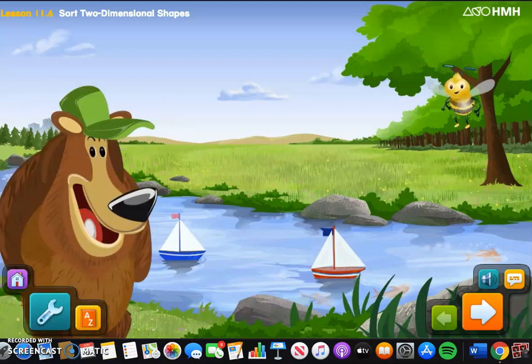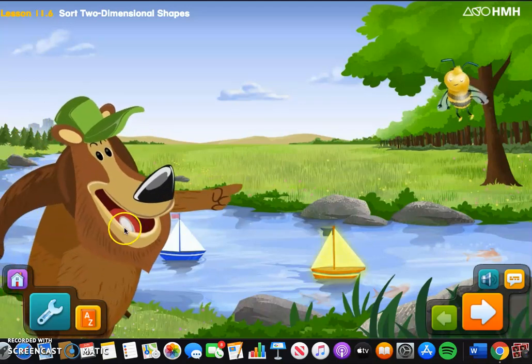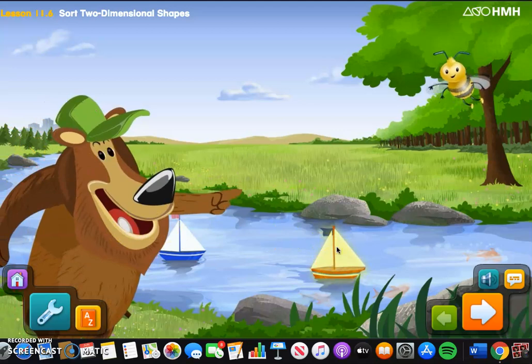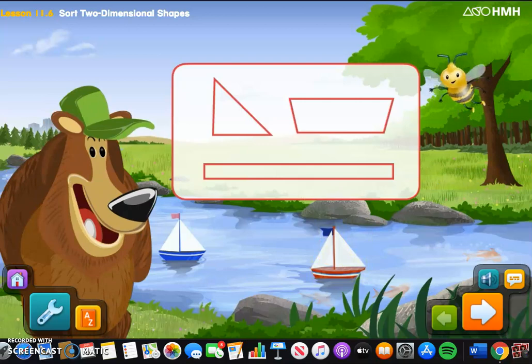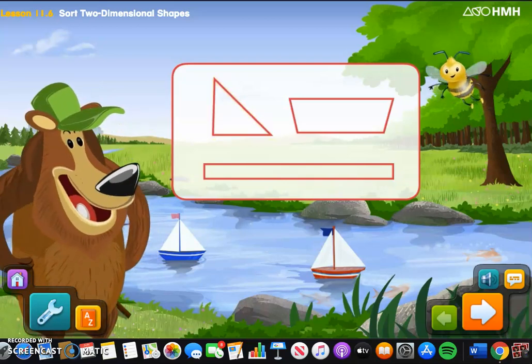Hi, friends. Bailey and I love to hang out by the river and watch the sailboats float by. We notice something new every time. Today we noticed that the parts of each boat look like different shapes. Click the boat to take a closer look. All right, so let's click on the boat. These shapes look like the different parts of a boat. I think the triangle looks like the sail. Don't you? I do.